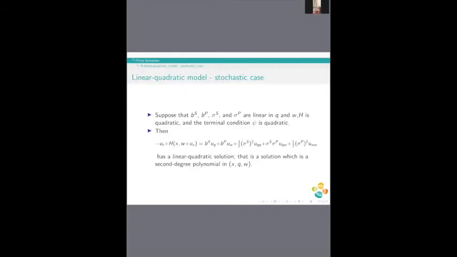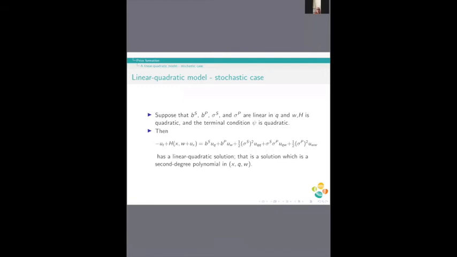Now, let me go briefly about the linear quadratic model, stochastic case. So the stochastic case, you cannot solve it in general. But you can solve it in the linear quadratic case.